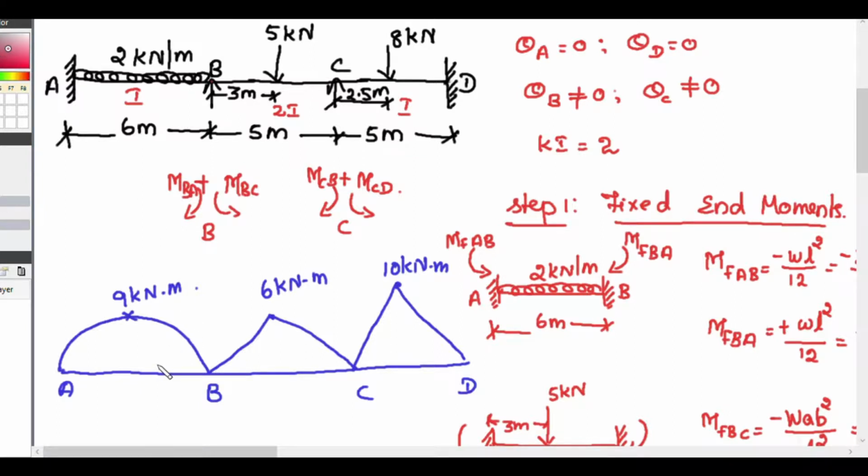And our fixed end moments are: at A it is minus 6.67, at B it is 4.64, at C it is 3.99, and at D it is 5.50.